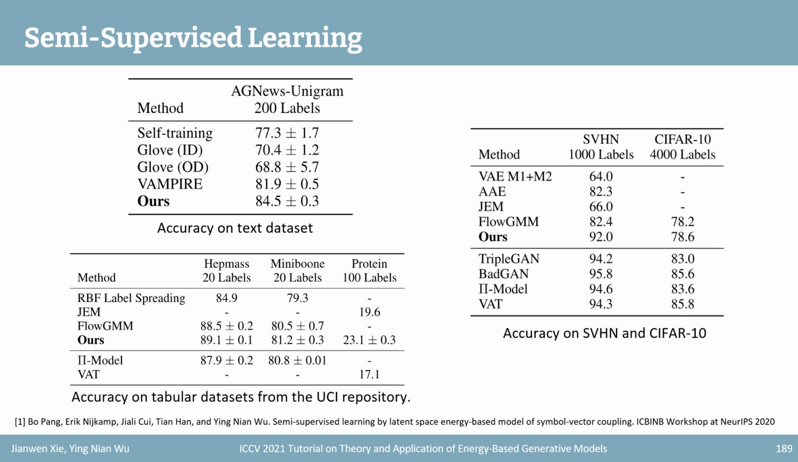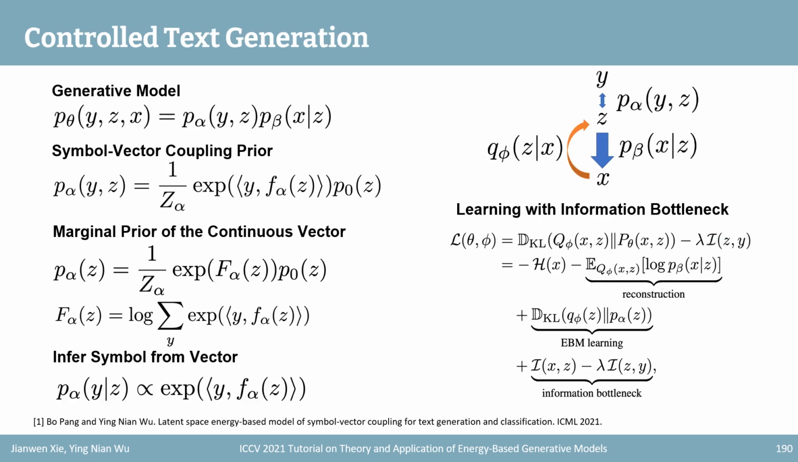And in fact, this method achieves quite impressive performance for semi-supervised learning on text data and tabular data. It also performed reasonably well on image data. We can also use a similar model for controlled text generation. So again, X is a sentence of text, and Z is a latent thought vector. But this time we also couple this with Y. Y may be, say, different topics, emotions, sentiments, or different actions.